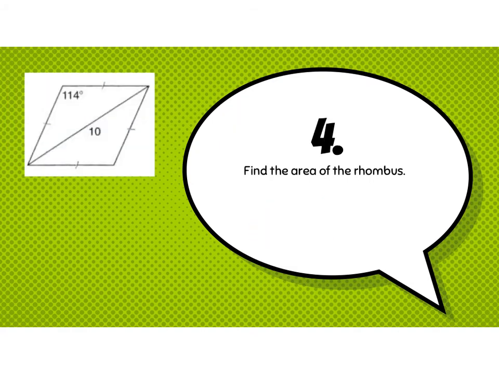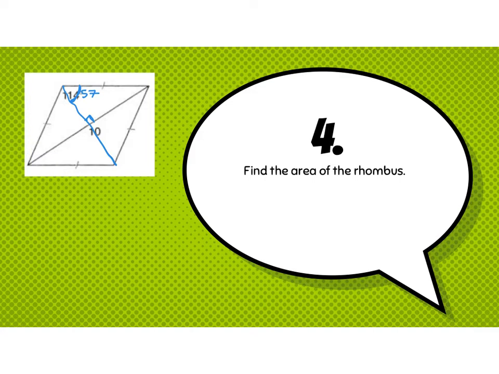Example number 4, find the area of the rhombus. So you've got to think back to the fall when we talked about rhombi. In a rhombus, if we connect the diagonals, they meet at a 90-degree angle. In addition, the diagonal bisects the angle. So this angle here is half of 114, which is 57 degrees.